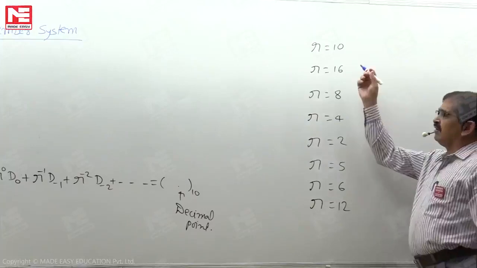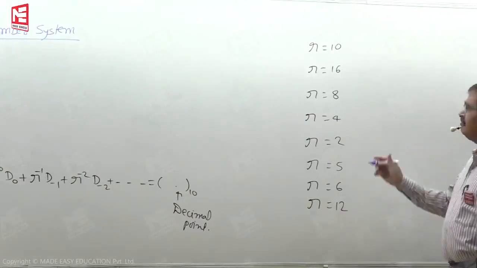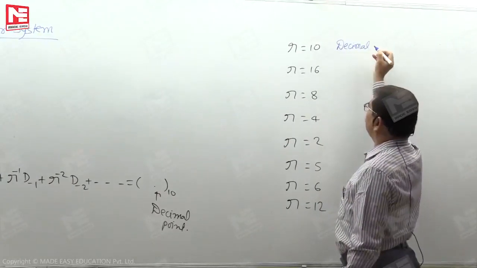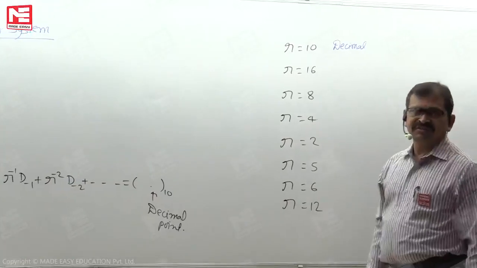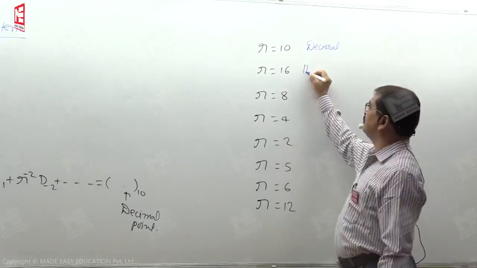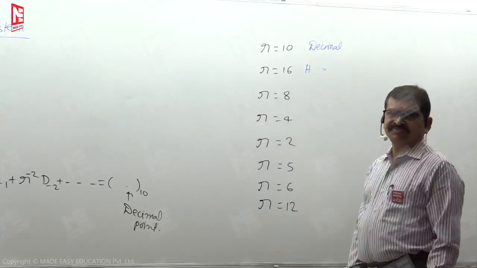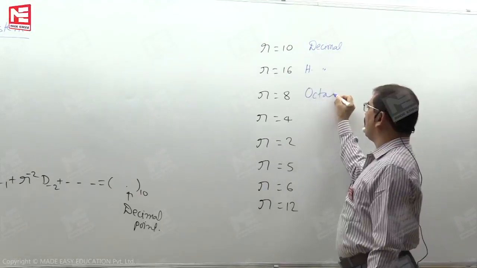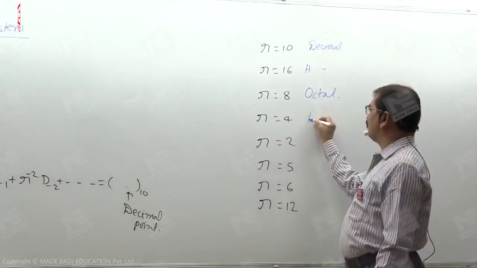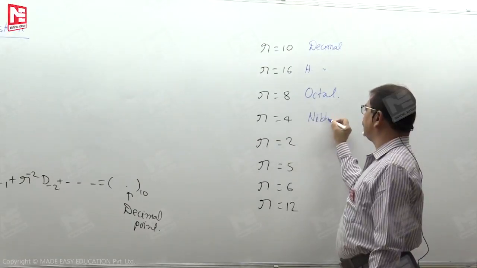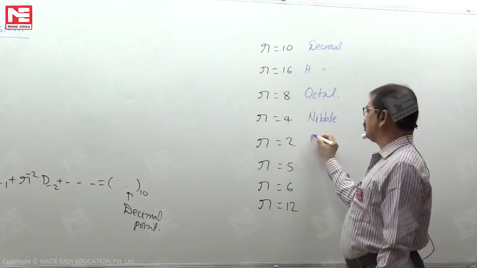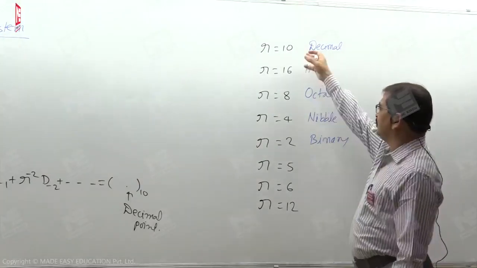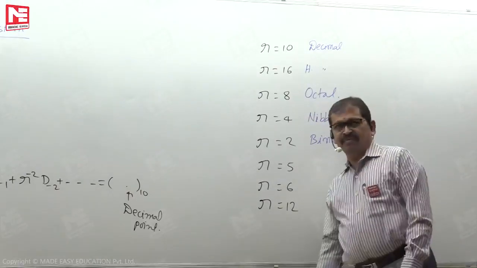And of course, whenever the base is 10, we name this the decimal number system. When the radix is 16, the number system is named the hexadecimal number system. When the radix is 8, it is named the octal number system. When the radix is 4, it is named the nibble number system. When the radix is 2, it is named the binary number system, and so on. So in fact, these are the few standard number systems with which we are familiar.